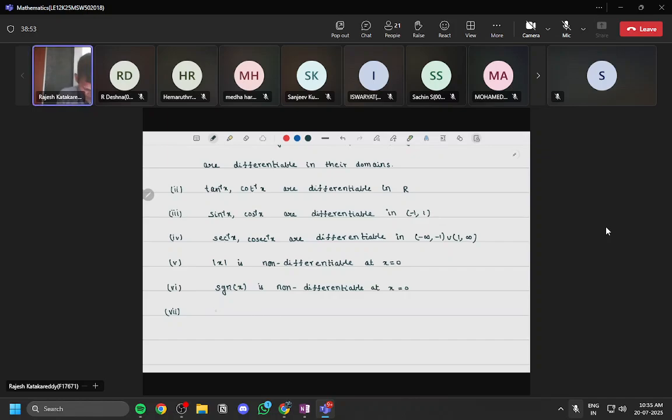After signum, greatest integer, no, not like that. Only at 0 there is a jump. If you take greater than 0, the derivative will be 0. Less than 0, the derivative will be 0. At 0, it is discontinuous.